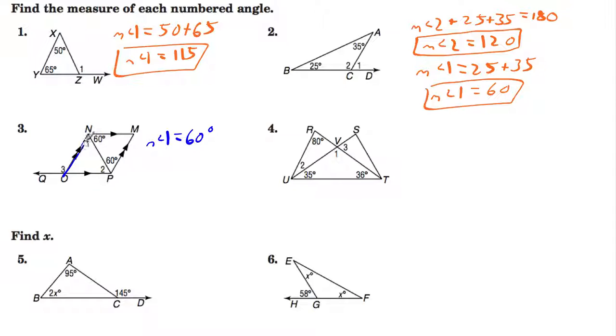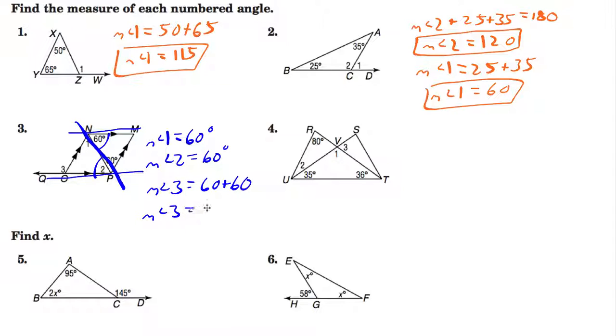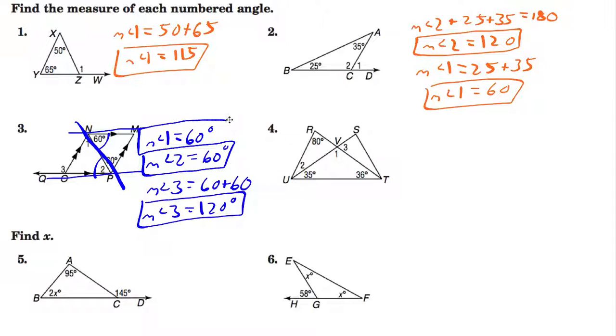So if measure of angle 1 is 60 degrees, that means, here we go, parallel lines there, and we also have these two lines as parallel lines. So if we look at this as the transversal, there we go, that's 60 degrees. So measure of angle 2 is equal to 60 degrees. Measure of angle 3 is going to be 60 plus 60. So the measure of angle 3 is equal to 120 degrees. That's the exterior angle theorem at work for us.